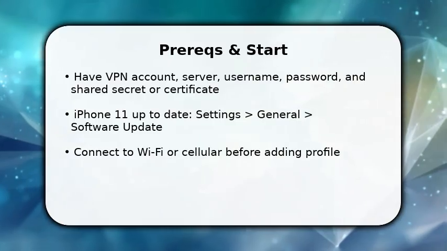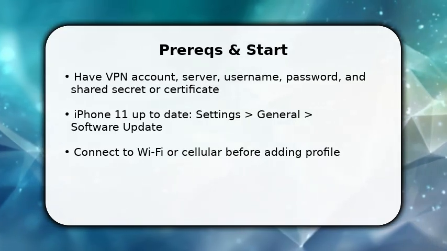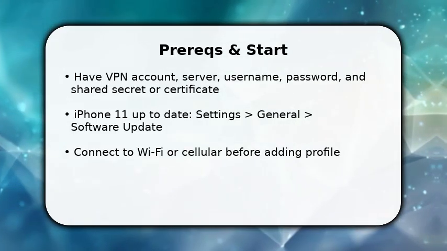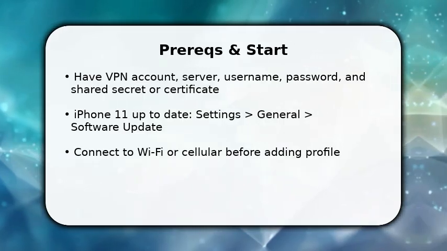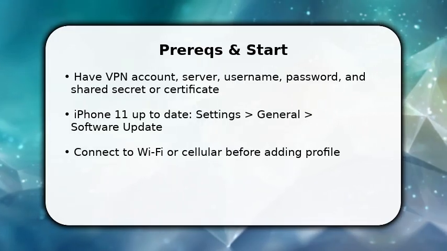You begin by confirming prerequisites, your VPN account details, server address, and any shared secret or certificate. Once done, open Settings and tap General, then VPN. This is where you add a configuration.